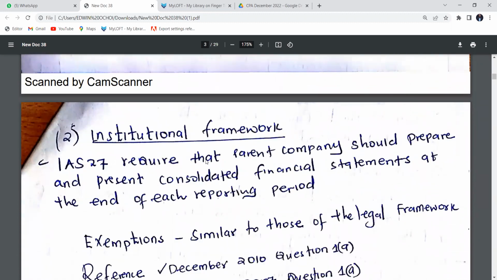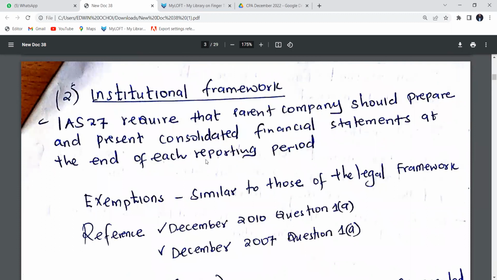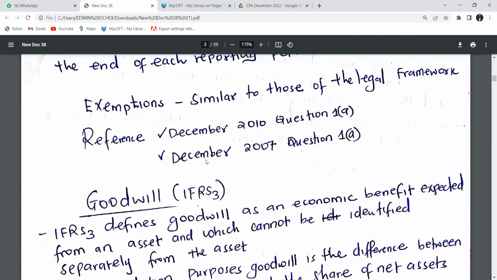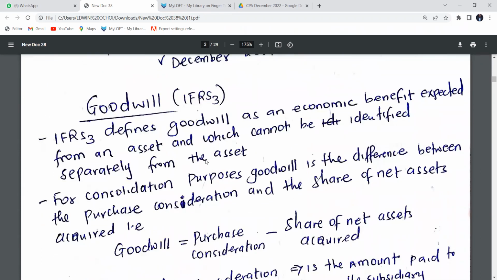In the institutional framework, according to International Accounting Standard 27, if the parent company has a subsidiary, he has to do what? He has to prepare consolidated financial statements and present them to the AGM, that is to the shareholders during the AGM. So the exemptions remain the same as those of the legal framework.